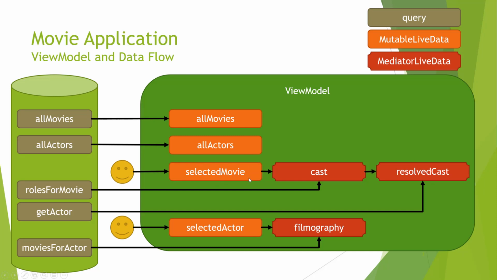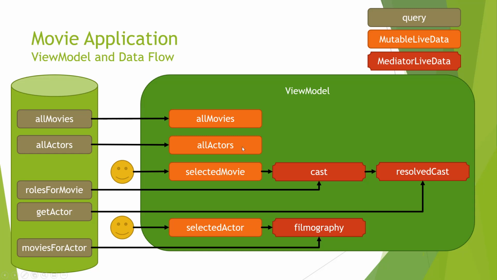Now when the selected movie changes, I'm going to have a little cascade here of a couple mediators. The first mediator here is cast. And what cast is going to do is take that selected movie and then go and call roles for movie to get all the role objects and hold on to them. Now keep in mind those role objects just have a movie ID and an actor ID, so we need to resolve the actors from that. So I'm going to have another mediator here that says whenever the cast changes, let me go look up each of those actors that's in that cast list. And then I'll have that resolved cast.